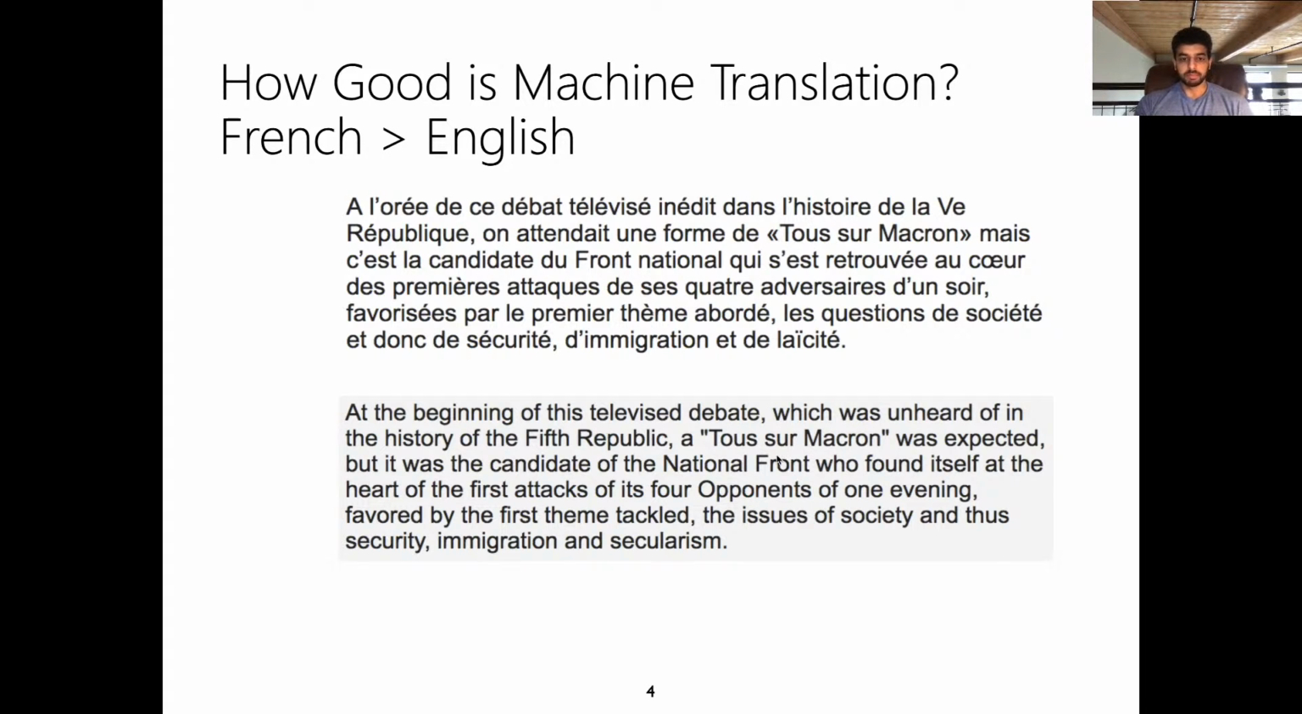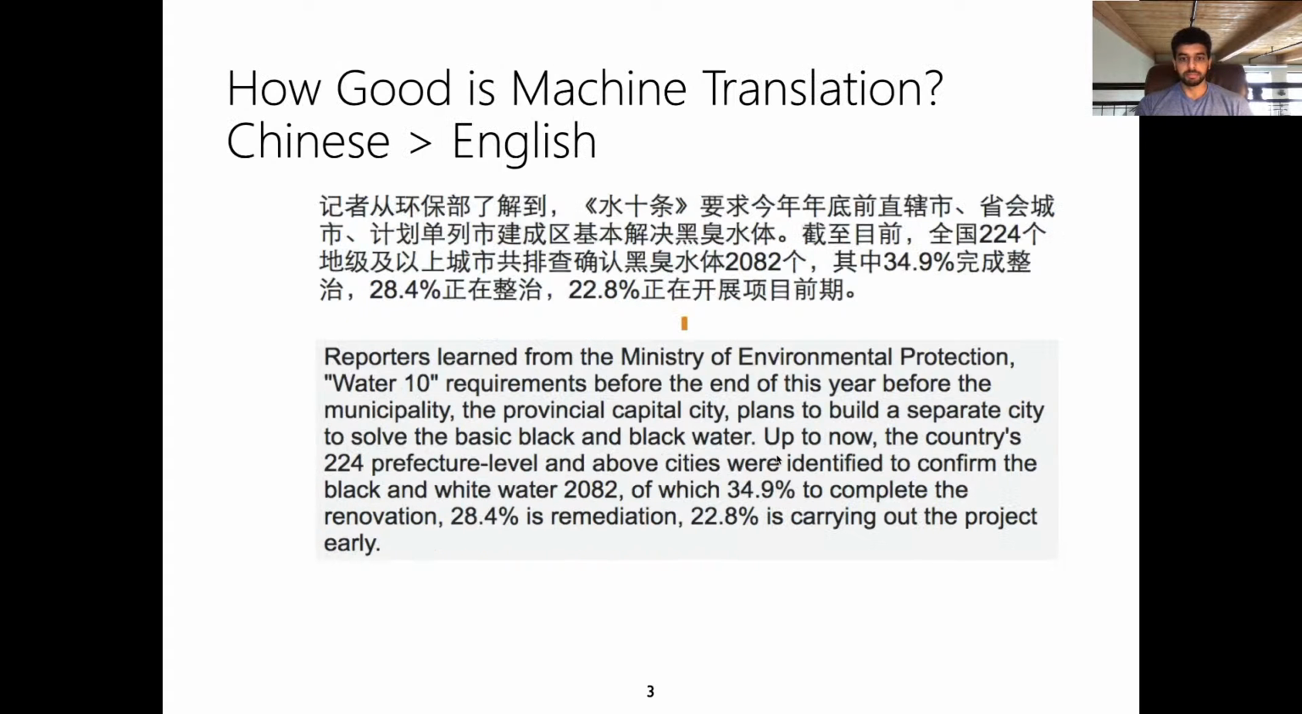It's completely grammatical and makes sense compared to this Chinese to English translation here. So I have a question. Wait, so the training loss is not the metric we use for evaluation? No. So we don't use a training loss for evaluation.